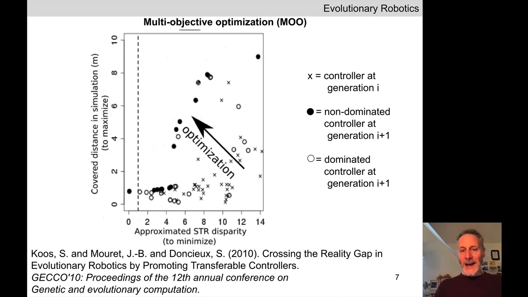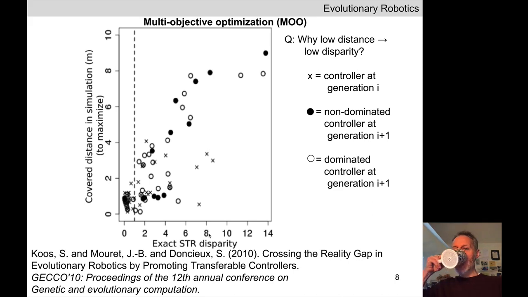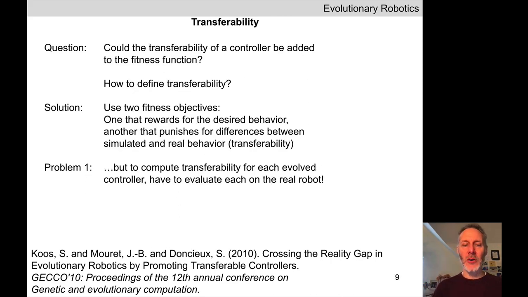You'll now notice the black circles describe a Pareto front. These are the non-dominated controllers. And all the dominated controllers are below and to the right of that line. So what this plot is showing us as a whole is that evolution is starting to make progress. It's starting to evolve better controllers that cause the robot to do more of what we want, and they're more transferable controllers. These controllers are narrowing the gap between simulation and reality. Okay, in the interest of time, I'm going to skip over this plot.